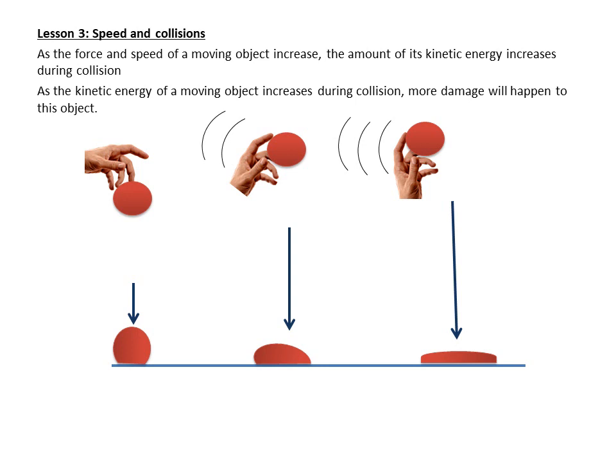Speed and collisions. As the force and speed of a moving object increase, the amount of its kinetic energy increases during collision. As the kinetic energy of a moving object increases during collision, more damage will happen to this object. In this experiment, we will try to apply different forces to a Play-Doh and see how the force can affect its kinetic energy.